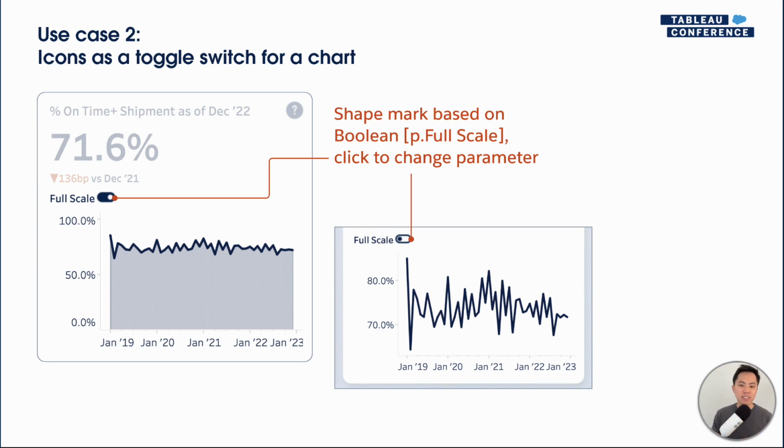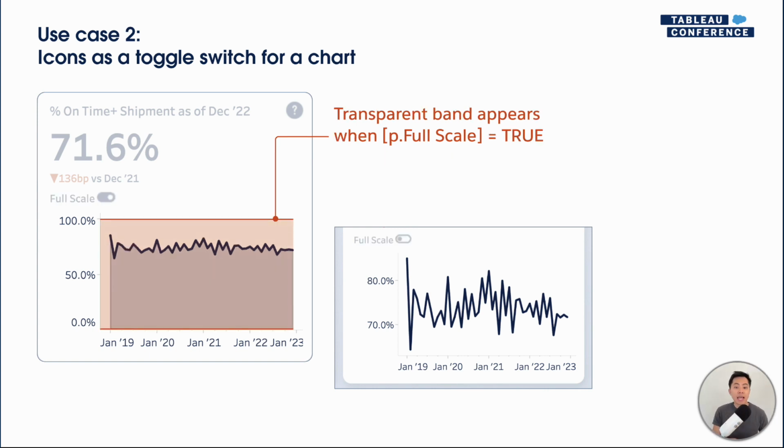After that, using dashboard actions, I made it so that when users click on the icon, it flips from true to false, and then from false to true. So it became a toggle switch. Then, using the same parameter, we control the chart like this. A transparent band from 0% to 100% appears on the chart when the parameter is true, and when the parameter is false, that band disappears.